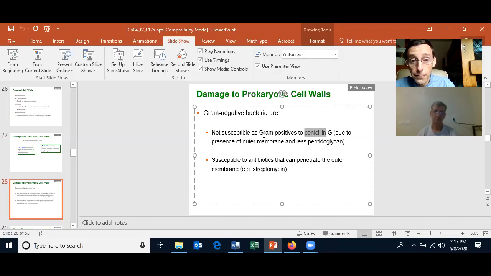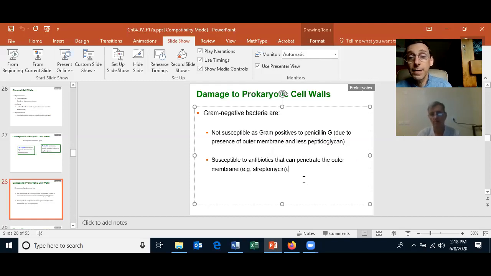There are other antibiotics. Obviously, ampicillin would be a member of the penicillin family. Carbenicillin could work on gram-negative cells. But anyways, there are other antibiotics that can work on gram-negative cells, such as streptomycin, which can penetrate the outer membrane of the cell wall. Streptomycin is lipid soluble, so it would go right through the outer membrane of the cell wall.